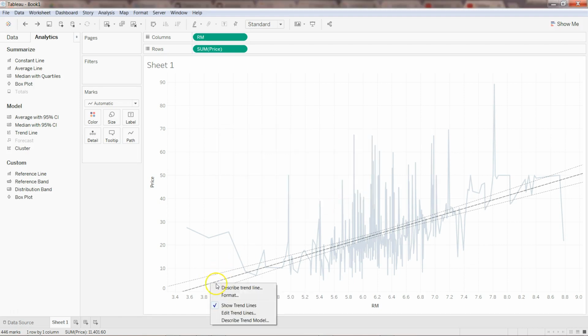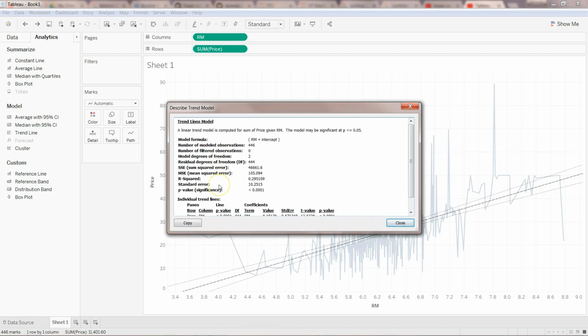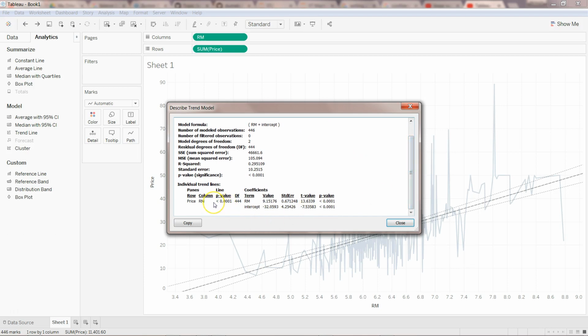The last piece is describing the trend model, and here you will see different labels like model formula, number of model observations, fitted observations, number of filtered observations, model degrees of freedom, all of those statistical parameters you need, as well as similar statistics we saw in the previous screen, which was a bit small, but here it's pretty extended, like sum of squared error, which is also called explained error, and the mean squared error, which helps in calculating whether this model is performing well or not. That means the average error in the model.